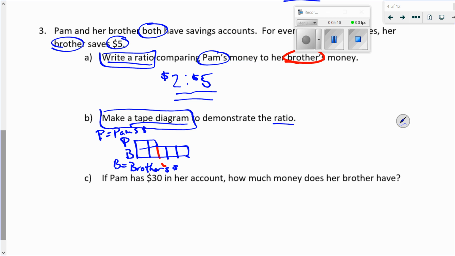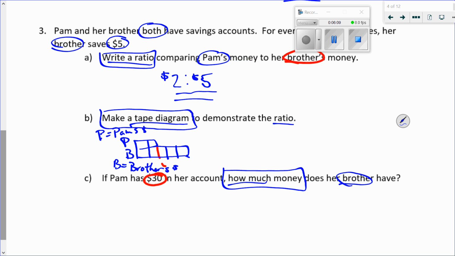Is there anything else we need to do on that one? The answer is no. That's everything. So if Pam has $30 in her account, how much money does her brother have? So there's our question. Now, you could redo the entire tape diagram. I personally have no problem if you just use that information with your existing one and show your work there.